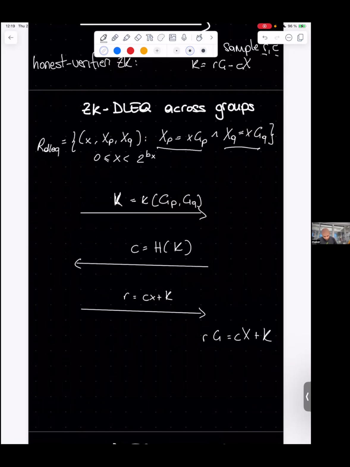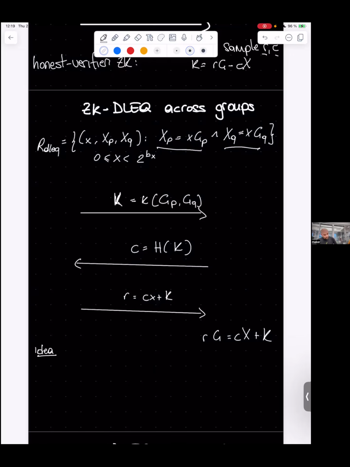The idea for this protocol is that if X is small, and C and K are also small, then, thinking about this over the integers, R will also be small. So if R is small, and C is small, then K and X are small.